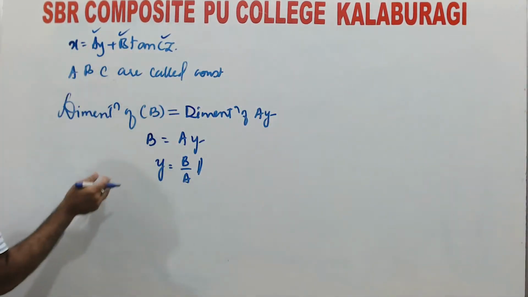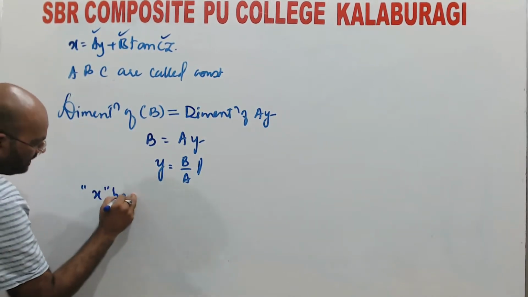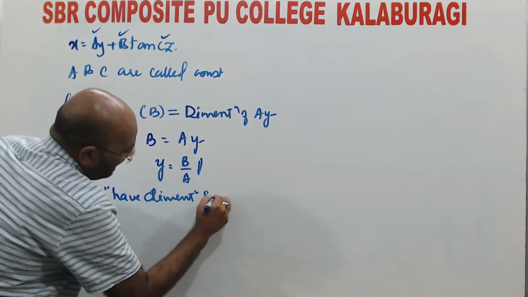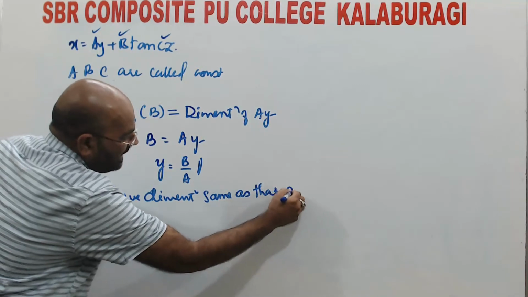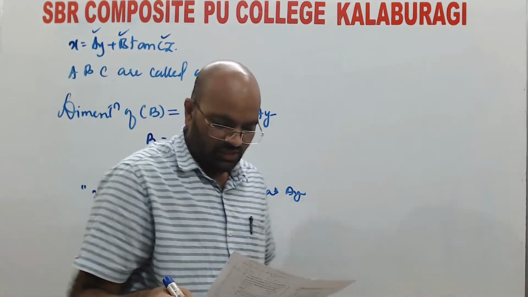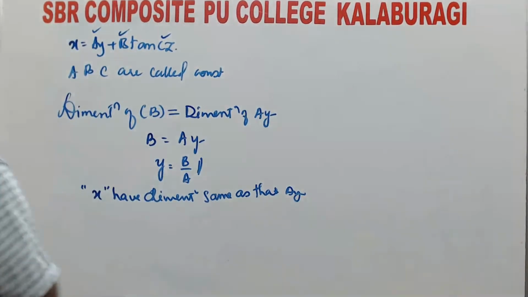the X value is going to be equal to the dimensions of X, which will have the same dimensions as AY. Hence, the answer is option number 3. Option number 3 is the correct one.